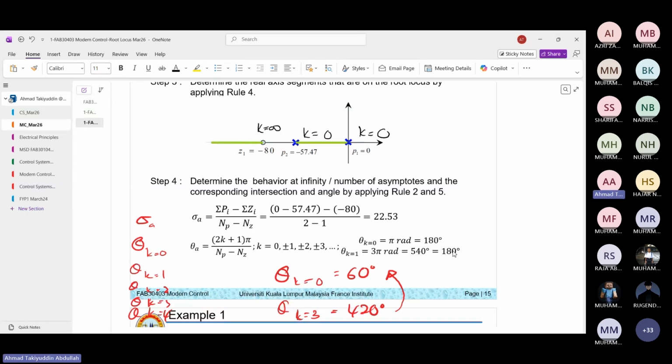Okay. No question. When k equals 0, I'm going to have 1 times pi, or 1 times 180 degrees over 2 minus 1 over 1, so it will be 180 degrees. And then when k equals 1, I'm going to have 3 pi or 540 degrees. And definitely this 540 degrees is equal to 180 degrees. Do I need to consider the next k, which means k equals 2?